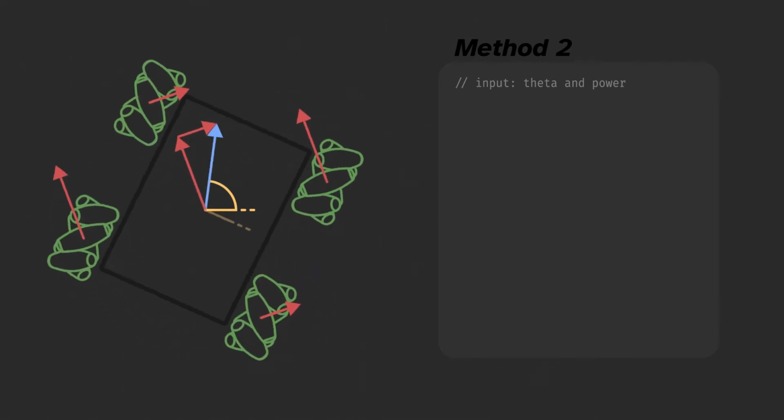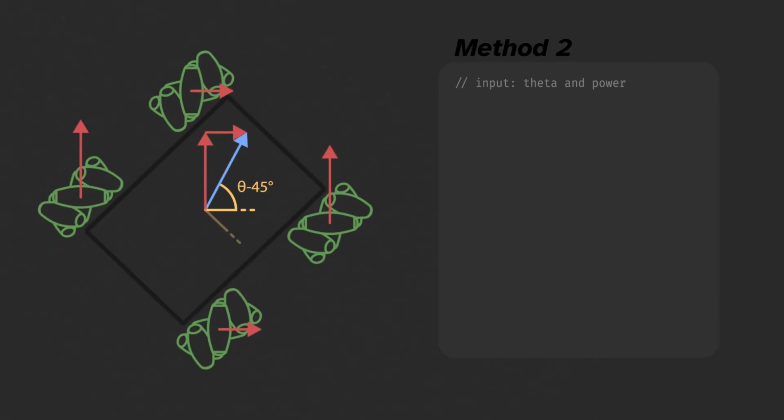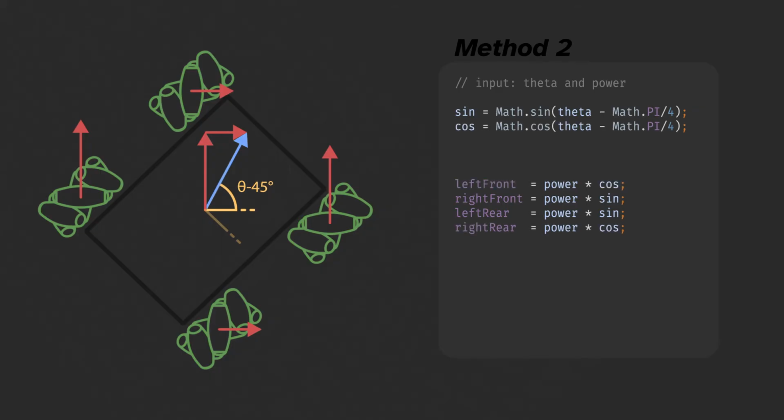If we rotate the robot negative 45 degrees, the vectors of the wheels now represent the x and y components of the target direction. So the power of the right front and left rear motors are sine(theta minus 45 degrees), and the power of the other two are cosine(theta minus 45 degrees). We'll want to convert these to radians because that is what the sine and cosine functions are expecting. So it would be theta minus pi over 4.